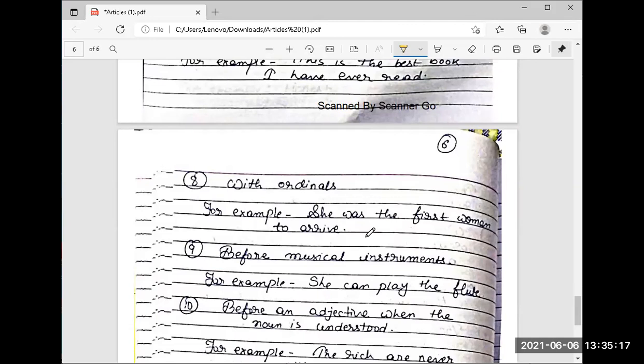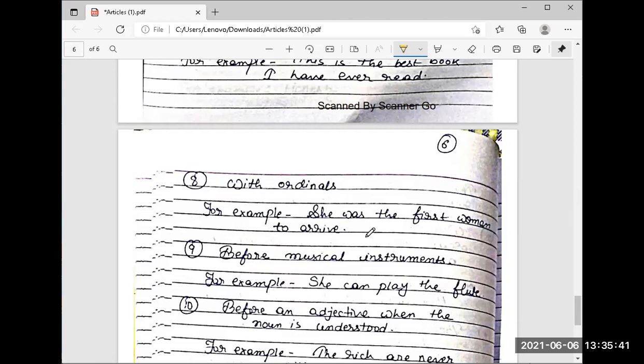Ordinals means? What do you mean by ordinals? Number in English, madam. This is first, second. But when it is written in English, it will be different. What is the order? You can say order. This is the first order. This is the second order. This is the third order.